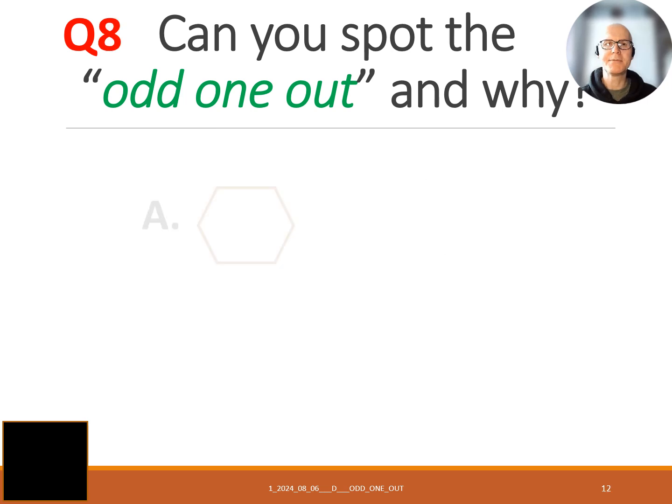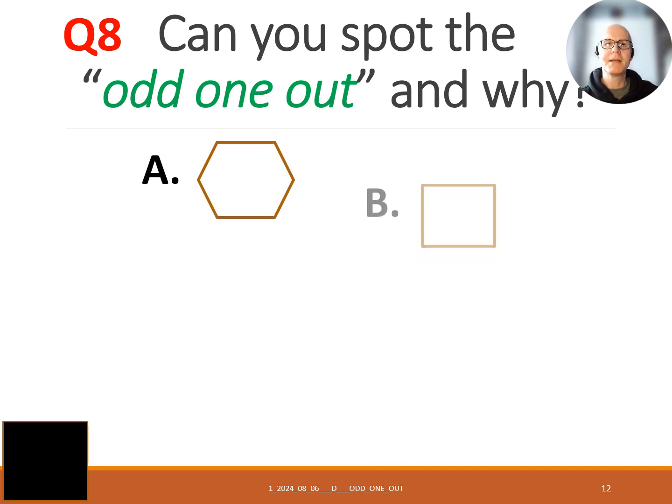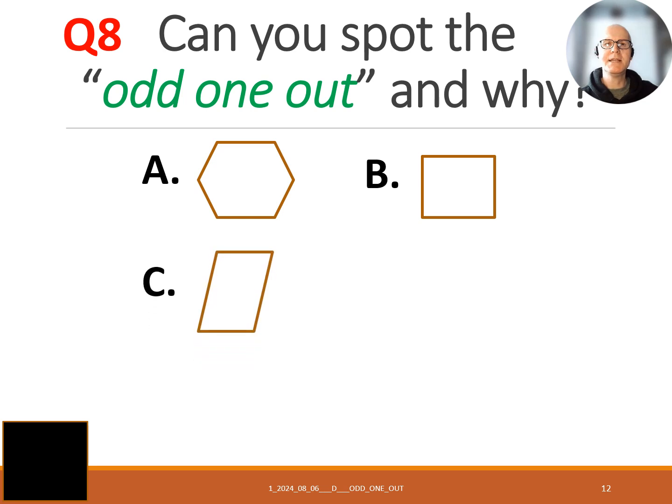Question 8. A, this shape. B, this shape. C, this shape. And D, this shape. What's the odd one out from these 4 two-dimensional shapes and why?